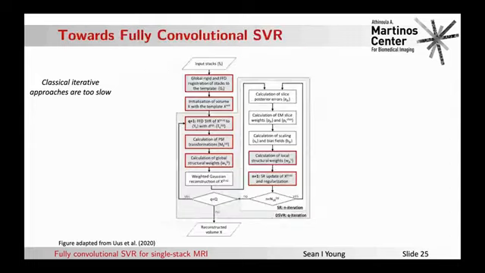Right. And this is another method from Alina Oos and others in 2020. Again, it's very flow chart driven, right? So you have things converge, and if they haven't, then you go back and reinitialize the volume. Again, these methods can be pretty slow.